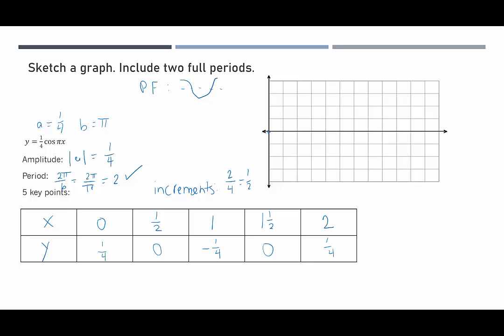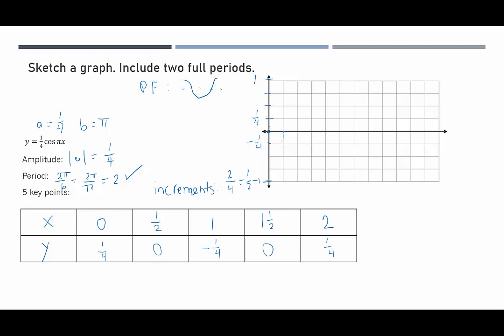We have 0, and then I need a quarter. So what I can do is I can kind of cheat a little bit and say, here's 1 up here, which would make this 1/4. And then here's -1 down here, which would make this -1/4. If I tried to squish it in here, it would look really, really squished. So I'm just going to use the axis as needed.